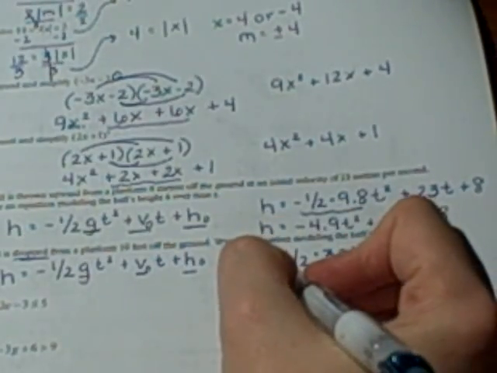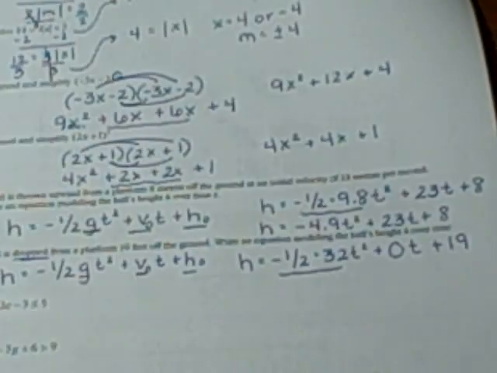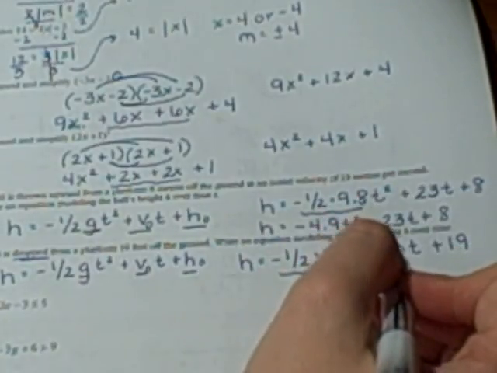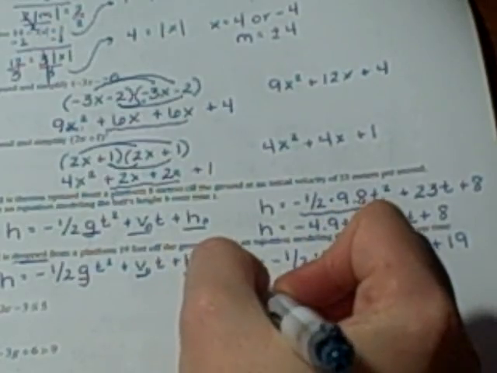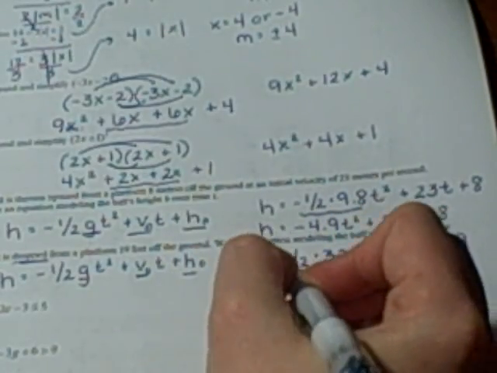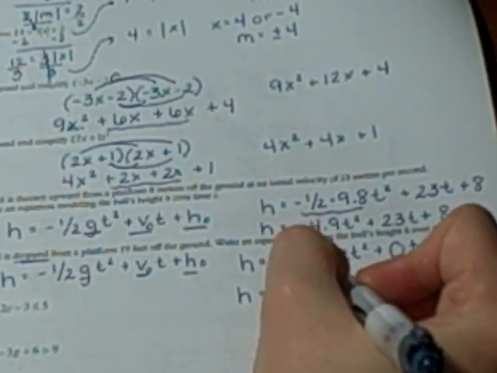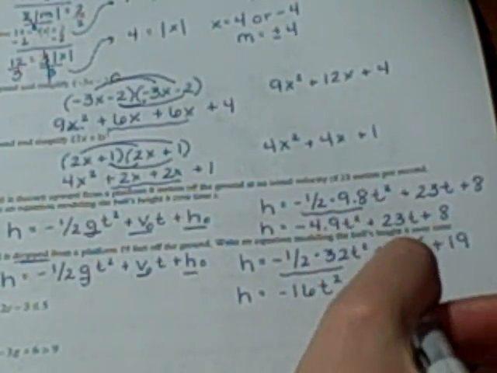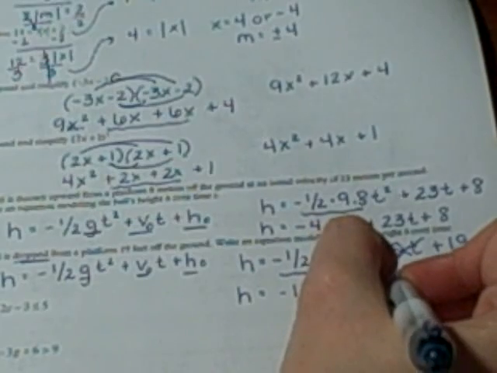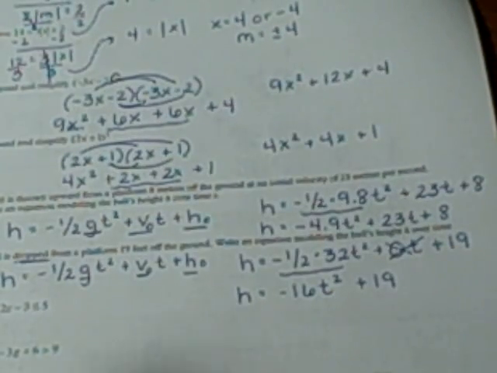To simplify this one, I am going to combine these two just like I did before, and I'm also going to cancel out this middle term, because if you have 0t, you really don't even have to include it in your equation. So I would say h equals -16, because that's -1/2 times 32, t squared. That 0t cancels out, and then I'll have plus 19 at the end. And that would be your final equation.